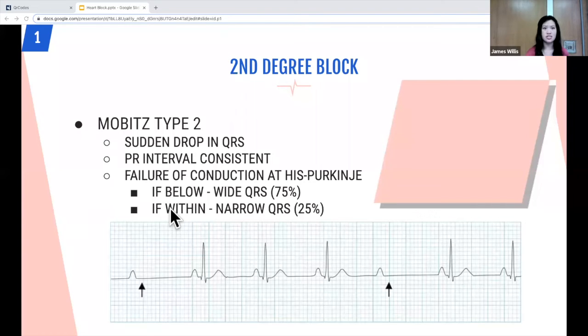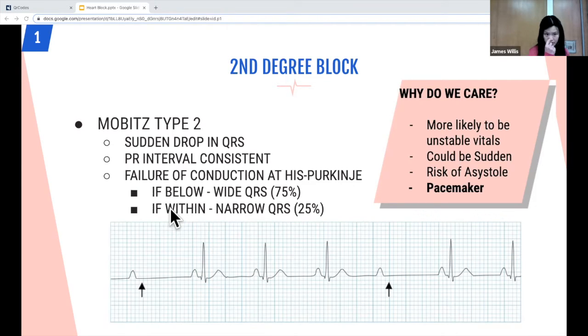And then, as you're going to see as a theme, causes range from idiopathic fibrosis, autoimmune and infiltrative diseases, hyperkalemia, and then your drugs: calcium channel blockers, beta blockers, digoxin, and amiodarone. Why do we care? We care about these because they are more likely to present with unstable vitals, could be a sudden risk of asystole, and these need pacemaker placement.